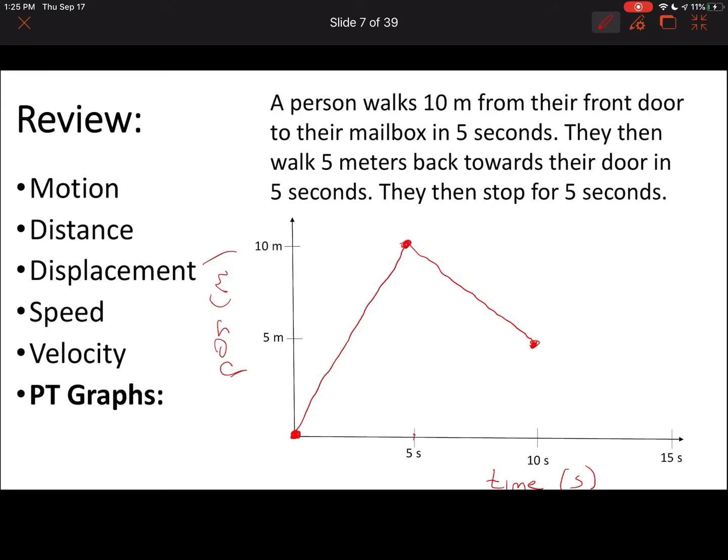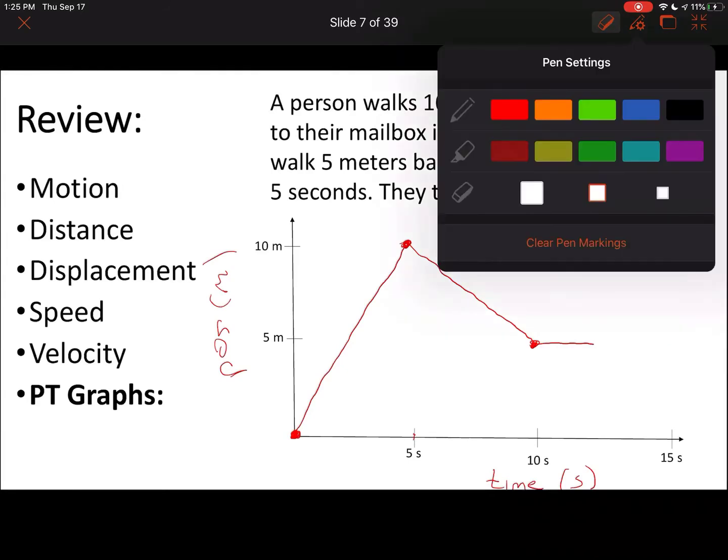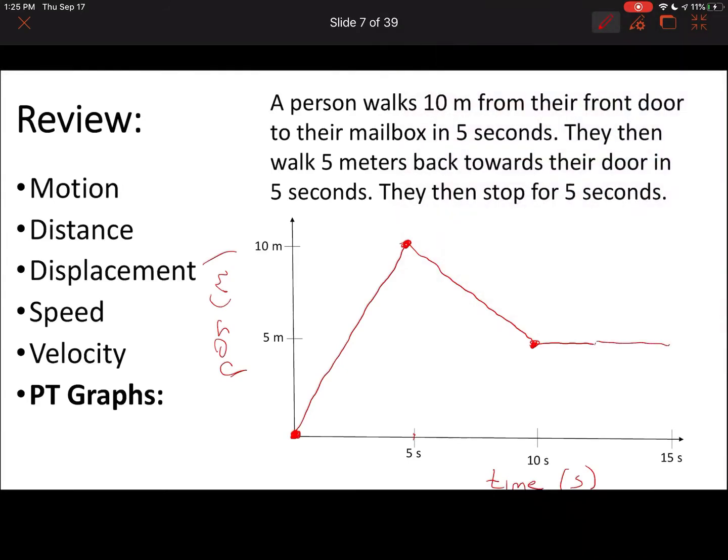What did they do for that last 5 seconds? They just stand at rest, and we get a nice horizontal line there. So our position versus time graph can take all of this information and just put it into a nice, easy graph. And as long as we know how to read it, that's helpful and an easier way to transmit a lot of information rather than putting it all into text and numbers.